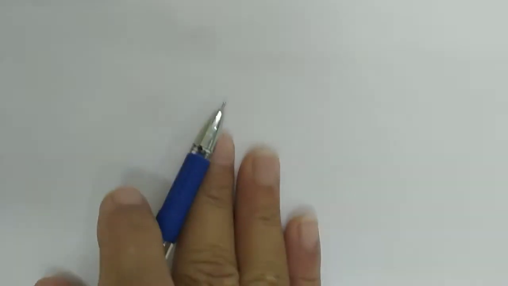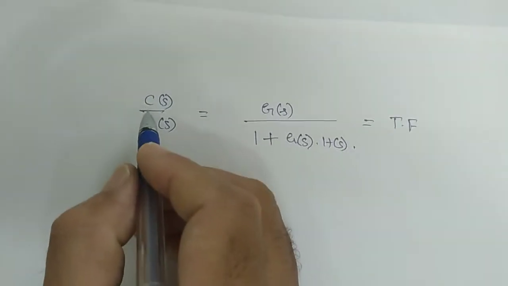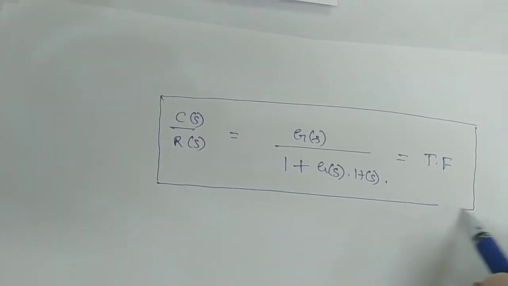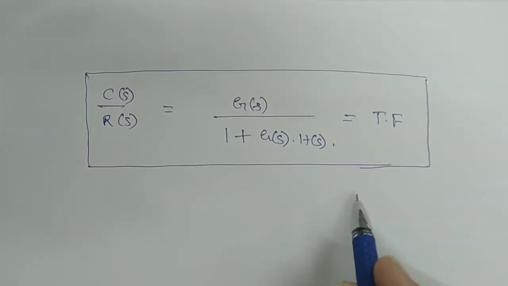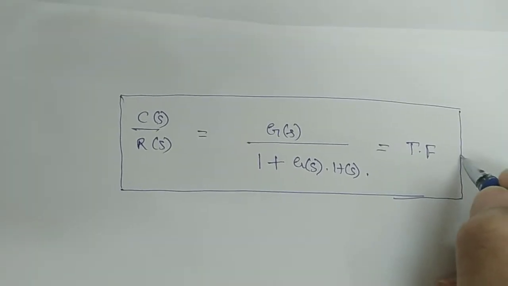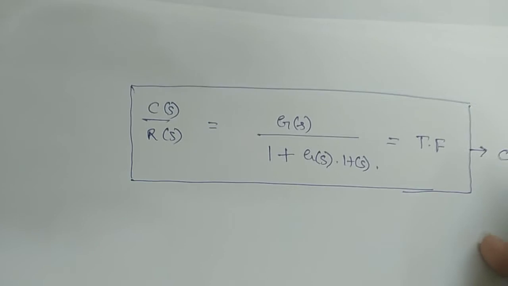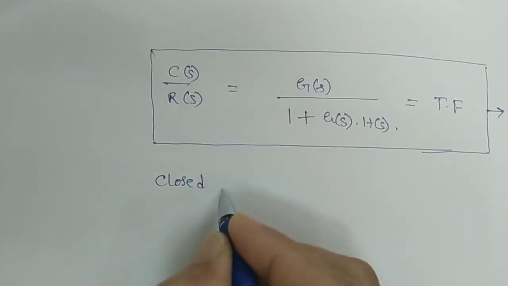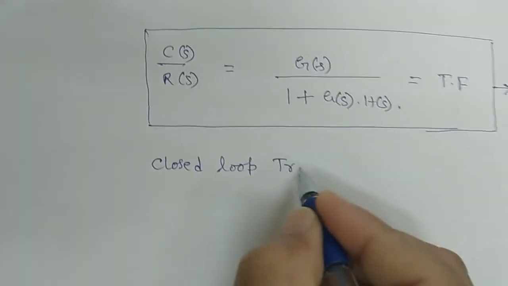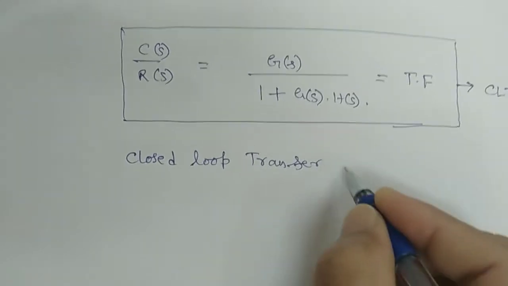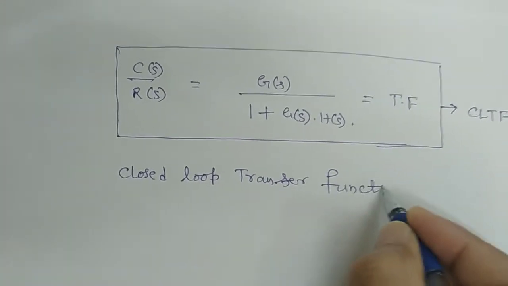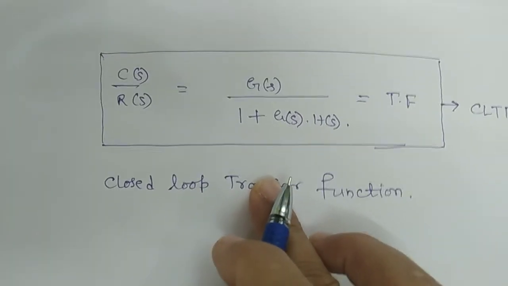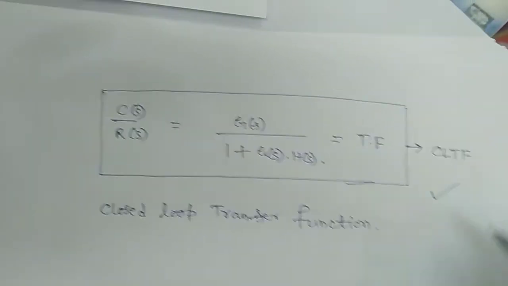Put it in a box. This is the transfer function. What is this transfer function called? CLTF, that is closed loop transfer function. This is the closed loop transfer function with negative feedback.